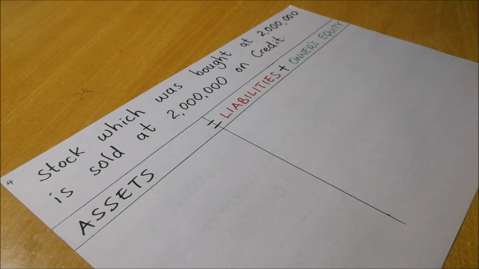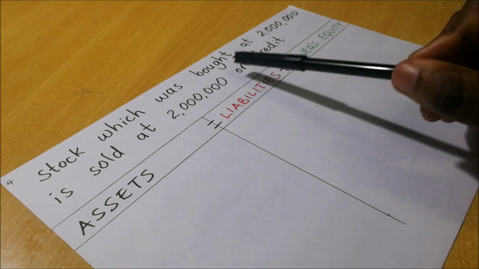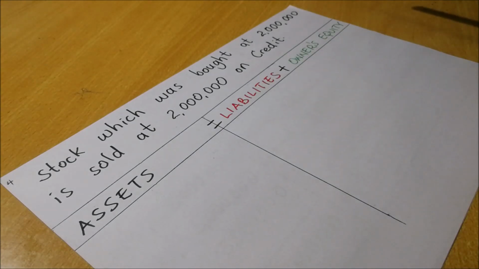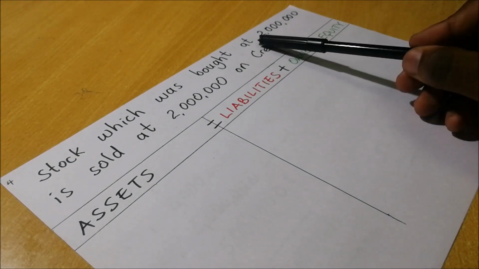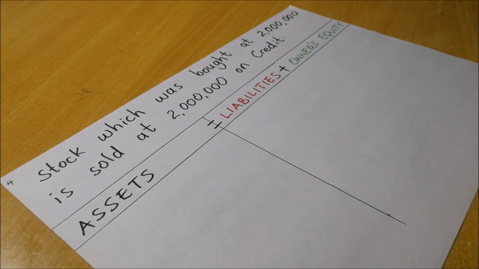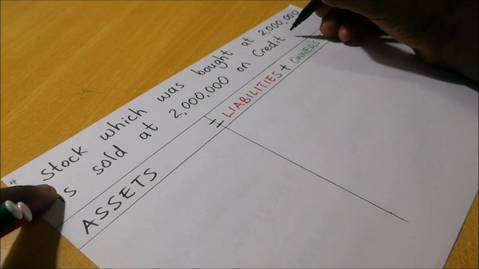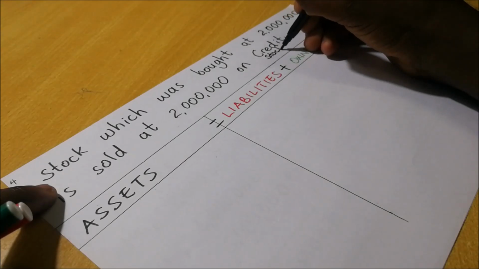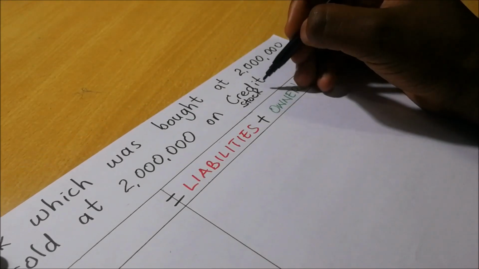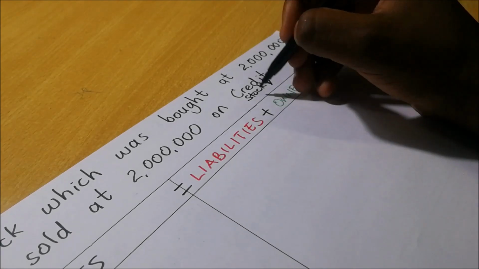So in other words here, stock which was bought at 2 million was sold at 2 million still on credit. So in other words, we have sold stock and we are expecting to receive cash for this stock that has been sold. So it means that the items here are affected. We have first of all, our stock has reduced, the asset, because we have sold stock. The two items affected here, we have stock. Our stock has reduced. And also, we have a receivable.